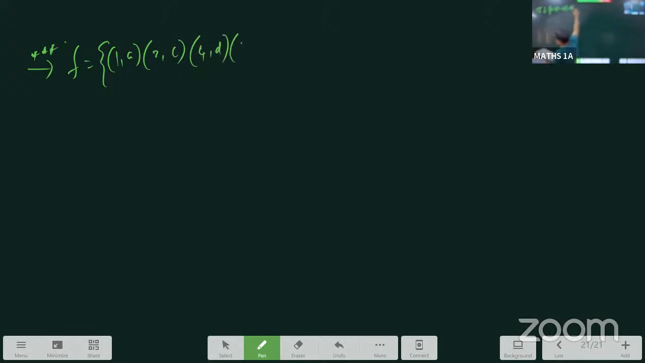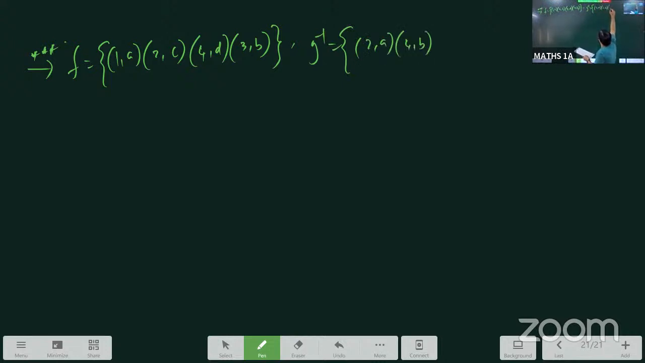Next. This is also important. F is given as (1, A), (2, C), (4, D), (3, B). And your G inverse is given as (2, A), (4, B), (1, C), (3, D).